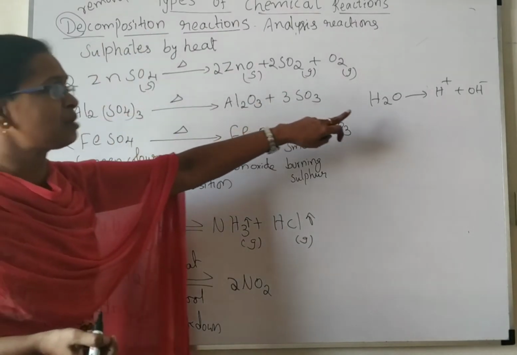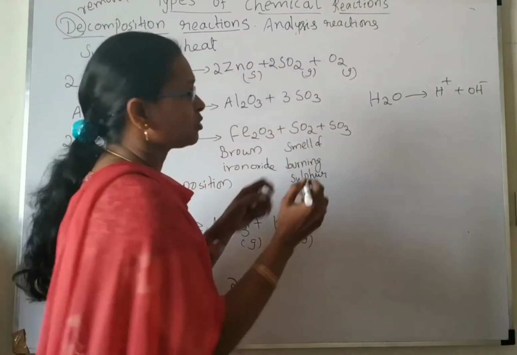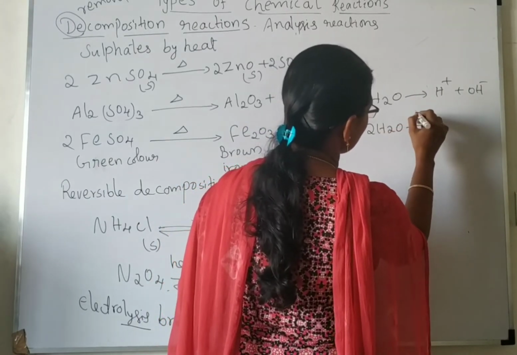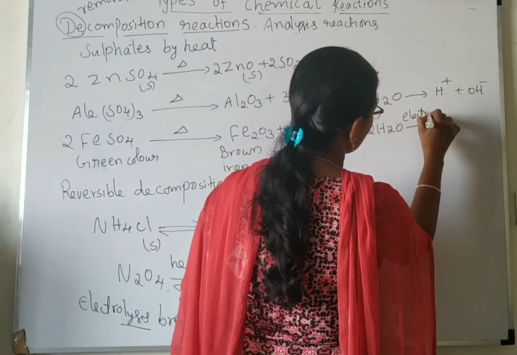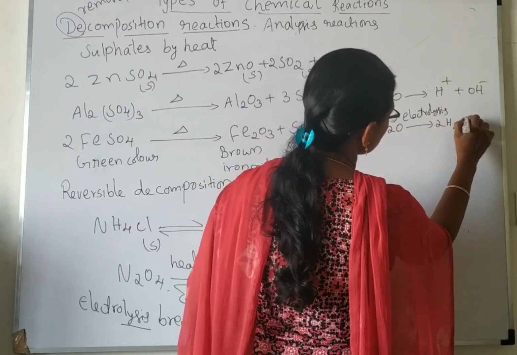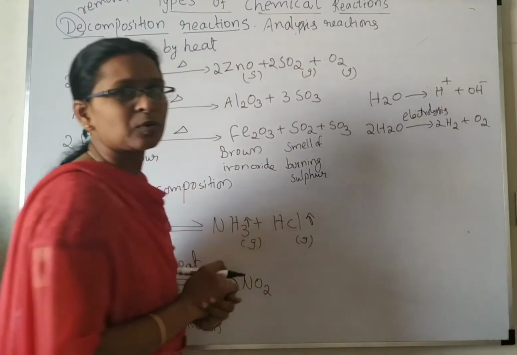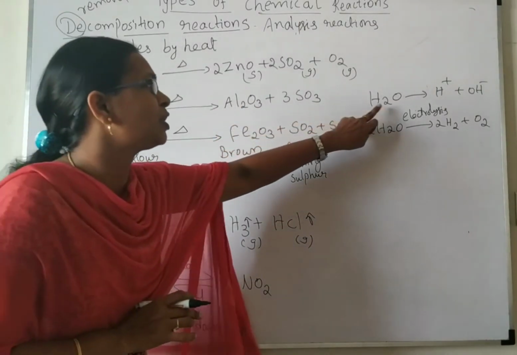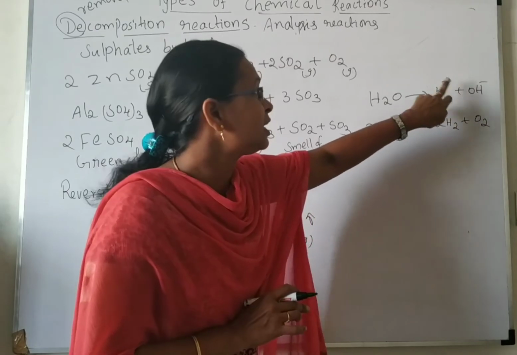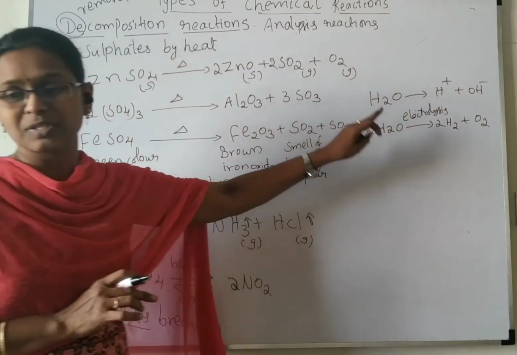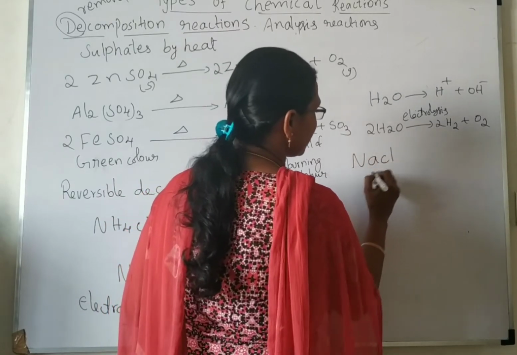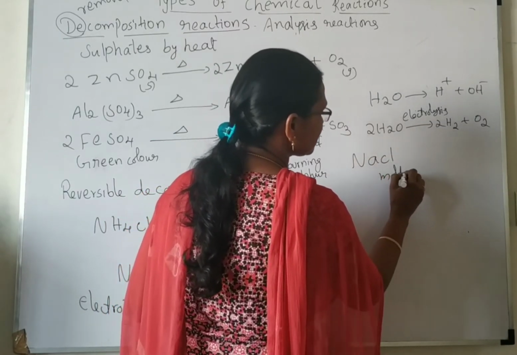So the same water molecule ions are going to dissociate. So 2H2O, I will write this one, on electrolysis is going to divide into 2H2 plus O2. So the water molecule will dissociate into H plus ion and OH minus ion. Then even if you take NaCl, molten NaCl, molten means melting.